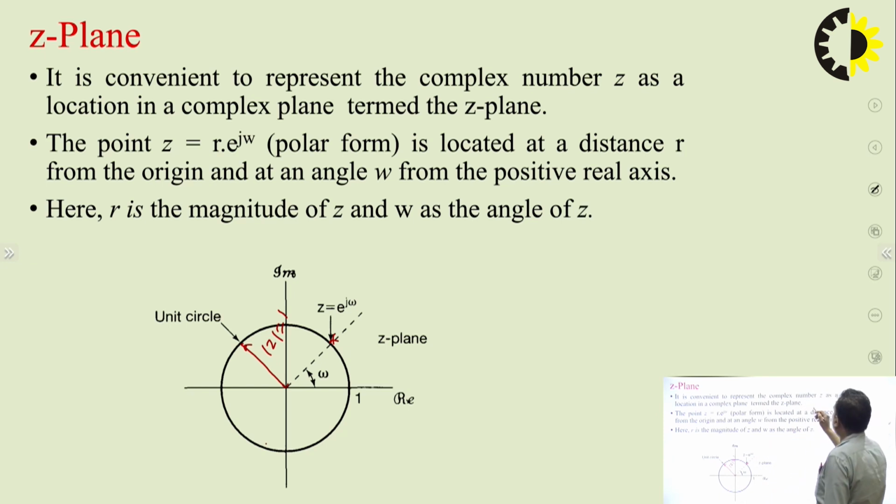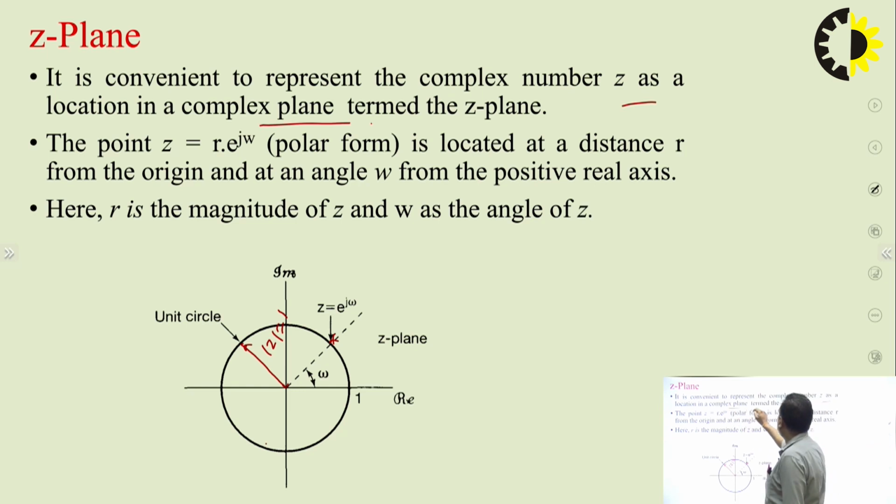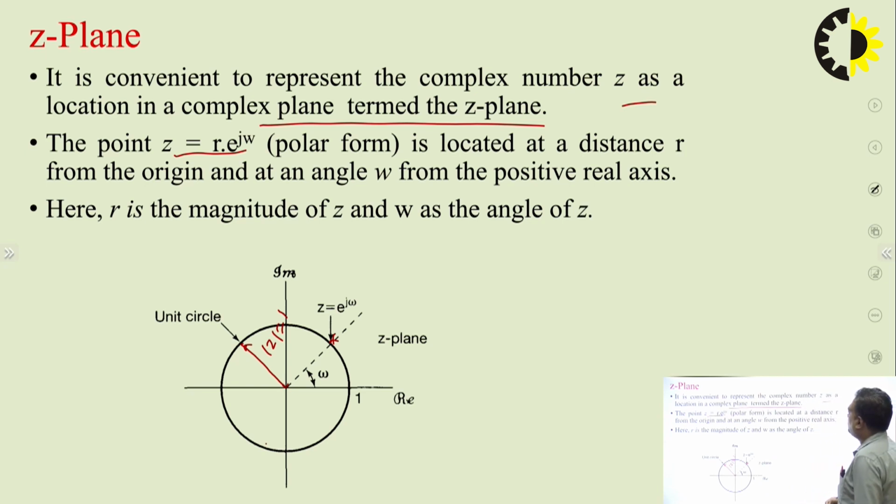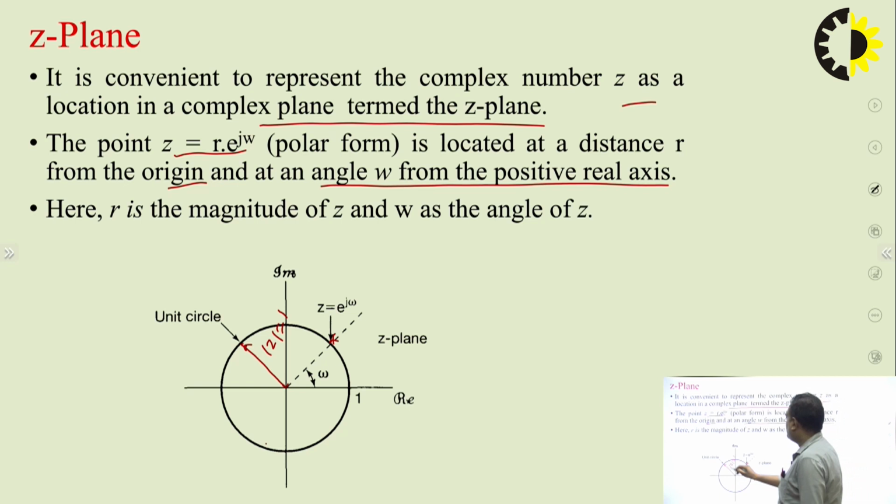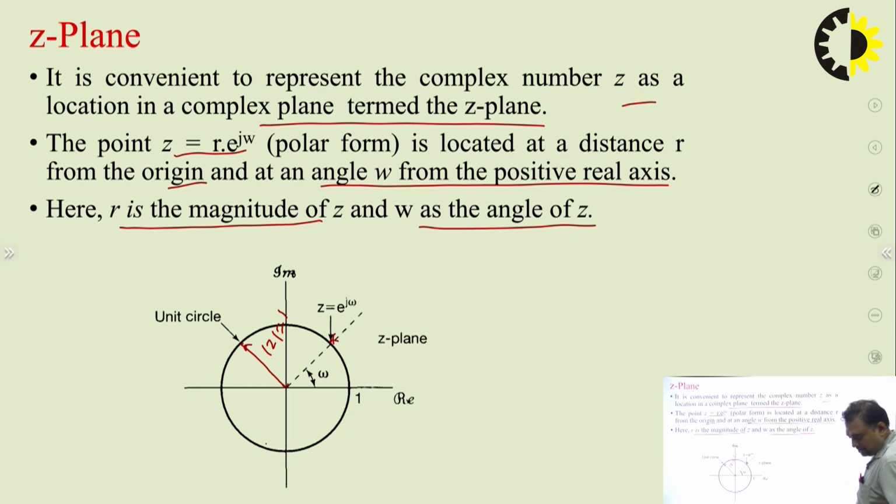It is convenient to express the complex number z as a location in the complex plane, termed the z plane. The point z equals r e to the power j omega, which we have already discussed, is in polar form. It is located at a distance r from the origin and at an angle omega from the positive real axis. So r is the magnitude of z, and omega is the angle of z.